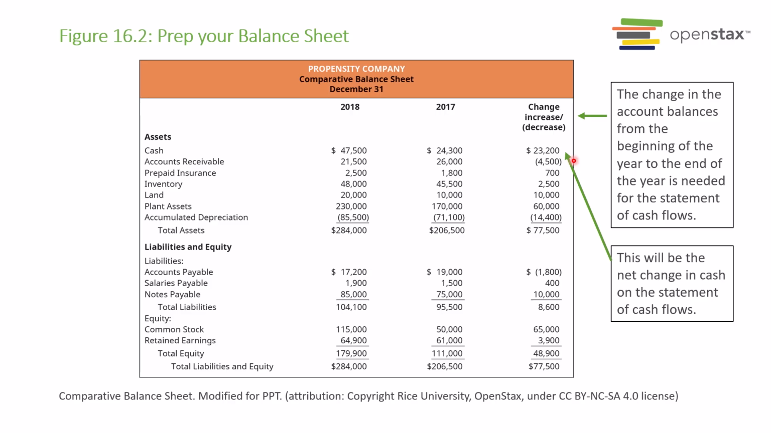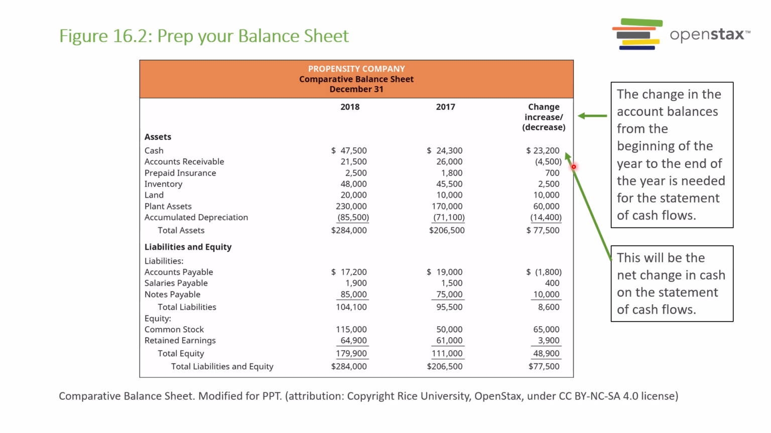It's pretty easy if you're setting up a spreadsheet. This column is just the current year minus the older year, and it will show you either positive numbers or negative numbers, and the negative numbers are shown here in parentheses.